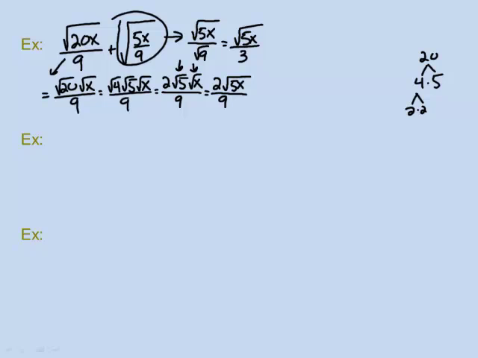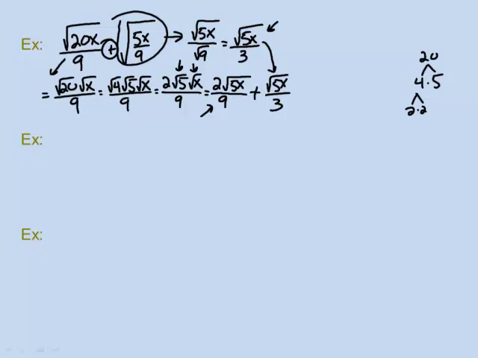So now I'm going to combine those back into our addition problem. Here was our simplification of our first term. This is the simplification of our second term. And if you look at the original problem, they're being added. So we've got 2 times the square root of 5x divided by 9 now being added to the square root of 5x divided by 3.